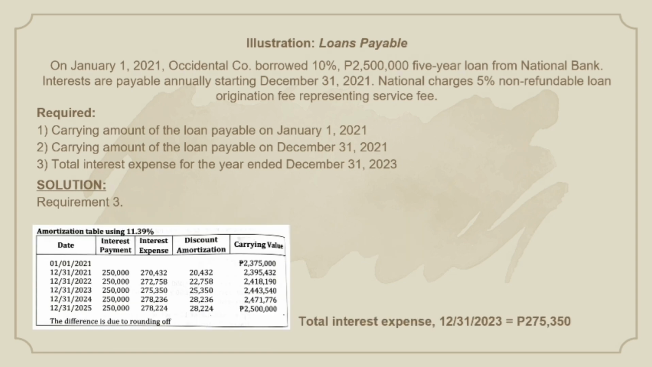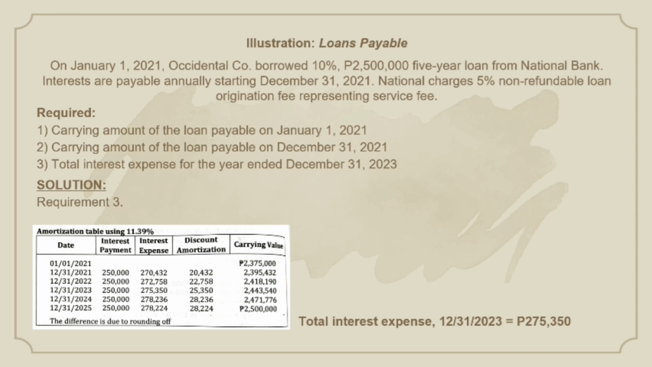Using the amortization table, we have the carrying amount at December 31, 2021 of 2,395,432. So for the third requirement, we have the total interest expense for the year ended December 31, 2023. We will use the amortization table using the 11.39%. As you can see, we have the carrying value at the beginning, January 1, 2021, of 2,375,000, less a discount amortization of 20,432.